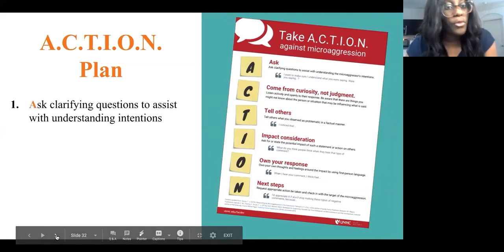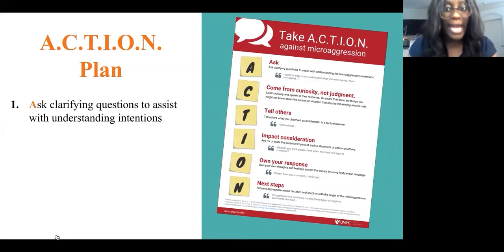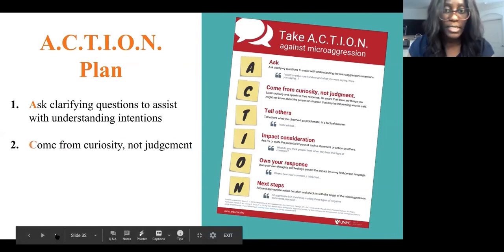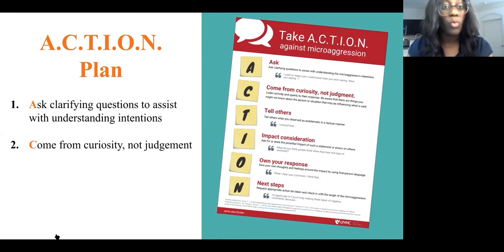Okay, so the first part of ACTION is the A. It tells us to begin by asking a clarifying question. This allows you to make sure you're on the same page about what was said, and it'll better help you understand their intentions. The C reminds us to always be curious. During your conversation, you want to keep an open mind by listening to what they're saying instead of just jumping to your own conclusions.